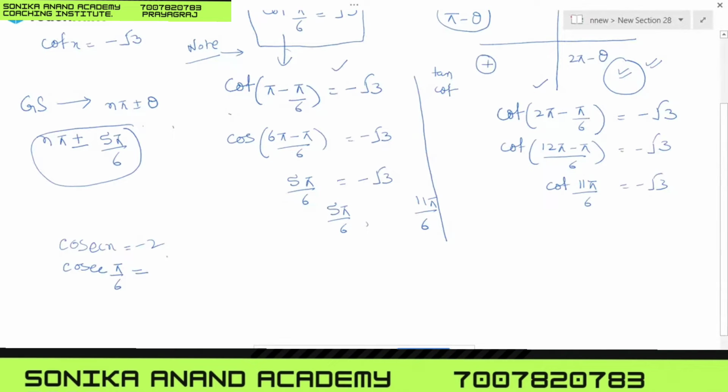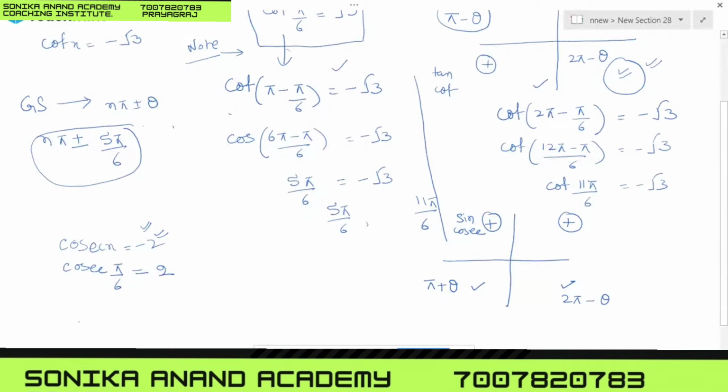And its value is 2, not -2. And we have to bring the -2. Now we see whether these values are negative. All these values are positive. Here, sine and cosec both are positive. So these are negative in the third and fourth quadrants. For the third quadrant, we have pi plus theta, and for the fourth quadrant, we have 2 pi minus theta.